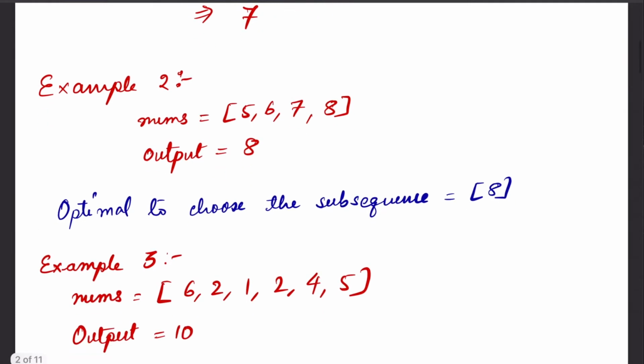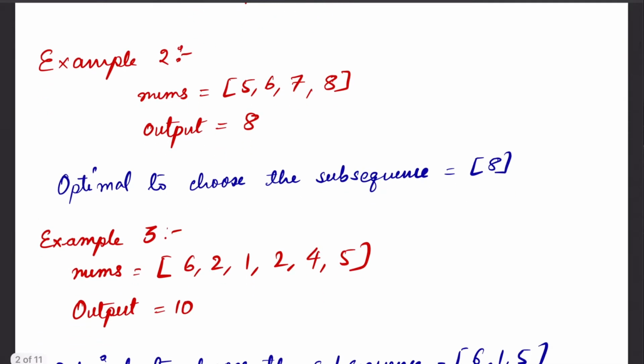Let's see the next example. We have another array nums which consists of elements 4, 6, 7 and 8. So if we choose here this subsequence 8, that will give us the maximum alternating sum, and basically it's nothing but the value 8 itself.